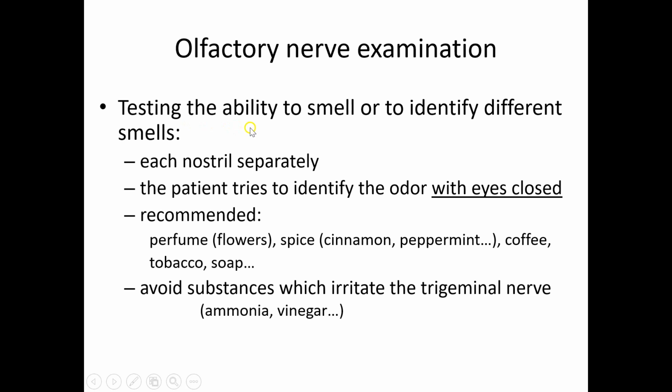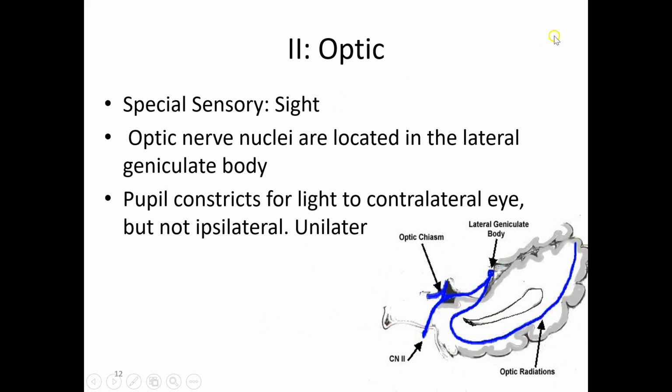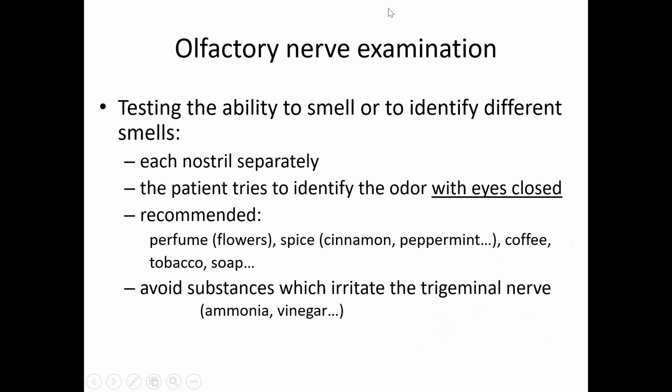How you test is testing the ability to smell or to identify different smells. Each nostril is tested separately. The patient tries to identify the odor with eyes closed. Recommended things are perfumes like flowers, spices like peppermint, coffee, tobacco, meaning common things that should be given to the patient to smell. Avoid substances which can irritate the trigeminal nerve like ammonia. Usually, the olfactory nerve is not asked to test in examinations.